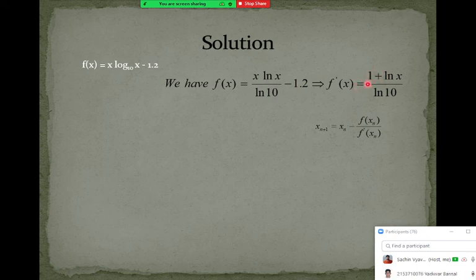Okay, good. So why did we calculate f'(x)? Because our formula of Newton-Raphson says the (n+1)th iteration, that is x(n+1), is equal to xn minus f(xn) upon f'(xn). So we require the value of f(x) as well as f'(x). So now we are going to write x1 equal to b minus f(b) upon f'(b).